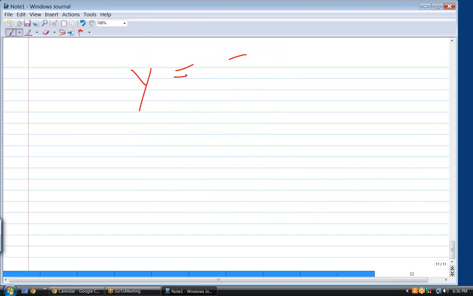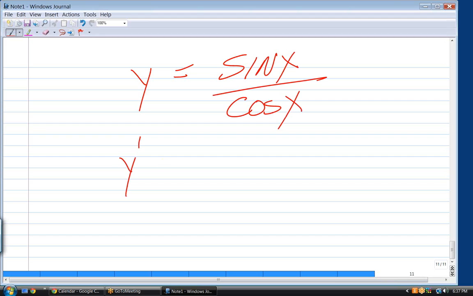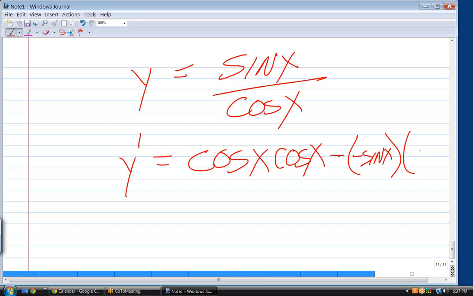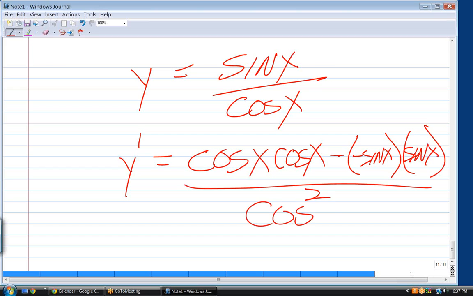It's the derivative of this: cosine x times cosine x minus negative sine x times sine x, all over cosine squared of x. In other words, there is a difference. Cosine squared of x is not the same as cosine of x squared. This means cosine x times cosine x, whereas if I put the 2 over here, then I would be squaring the x and just taking the cosine of it.